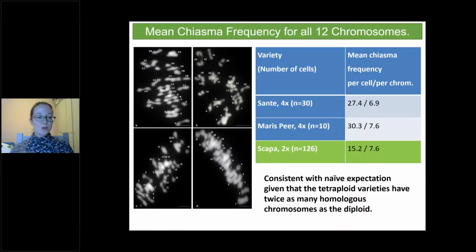As I mentioned, we didn't focus the whole analysis on all 12 chromosomes because it was very difficult to actually get a nice spread where you could identify the correct number of bivalent or multivalent complexes. But we could do that for a small number of cells. So here, just to show you that the results were the same across all 12 chromosomes, we had an approximate doubling of the chiasma frequency in the tetraploids. But we can also see the varietal difference between the tetraploids here as well, with Sante having a much lower crossover frequency than Maris Piper, for example. So the different varieties differ in crossover frequency and also in the configurations that you see as well.